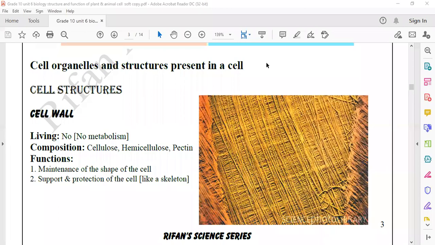Cell organelles and structures present in a cell. In that case, first of all, we speak about the cell wall. Cell wall is not an organelle. Mark this point here. Cell wall is not an organelle because it is not located within the cell, that means in the cytoplasm. It's not in the cytoplasm.